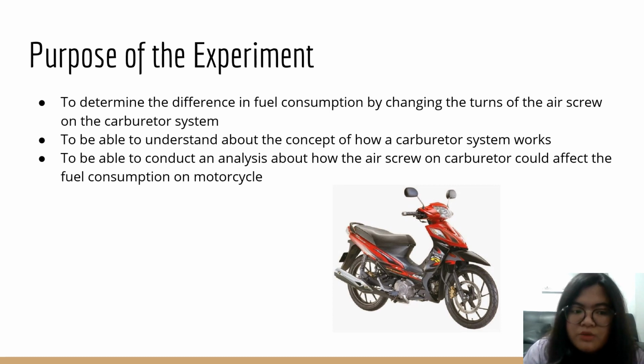The first one is to determine the difference in fuel consumption by changing the turns of the air screw on the carburetor system. The second one is to understand the concept of how a carburetor system works. The third one is to conduct an analysis of how the air screw on a carburetor could affect the fuel consumption on a motorcycle.